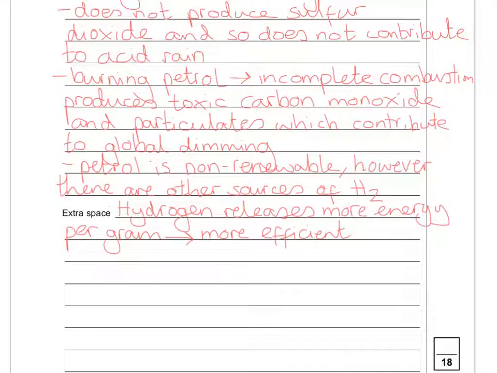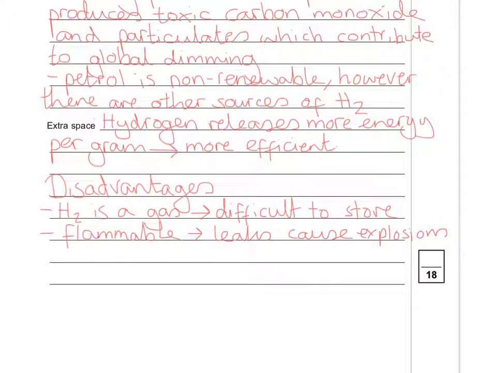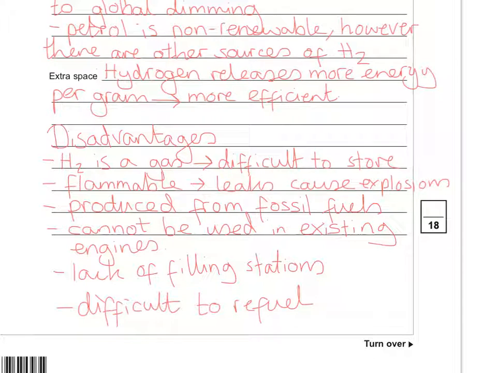And on now to the disadvantages of using hydrogen. Hydrogen is a gas, so it's difficult to store or transfer. Hydrogen gas is flammable, so there could be leaks which cause risks of explosions. You could also say that the majority of hydrogen is produced from fossil fuels which are running out, and that hydrogen cannot be used in existing car engines, so there would have to be modification of engines or development or replacements that are needed. And then the last point that you could have included in this answer is that there's a lack of filling stations, which makes it very difficult to refuel your vehicle.